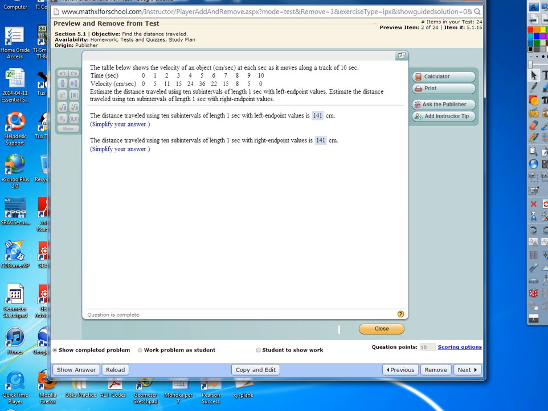Estimate the distance traveled using 10 subintervals of length 1 second. Well, that's convenient, because look, this data is represented in terms of second increments with left endpoint values. Okay, so we know that distance traveled is just going to be the area under the curve, right? Under a velocity-time curve. So graphically, what we really are doing is the same thing.